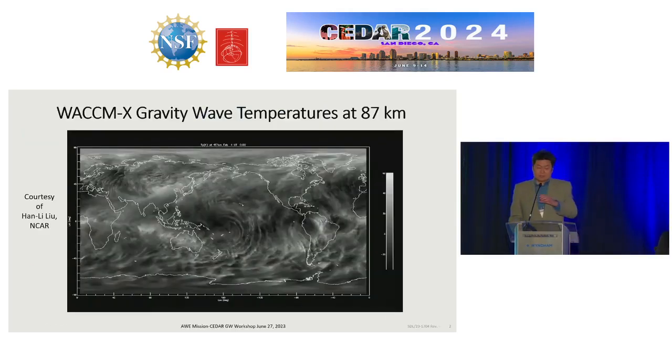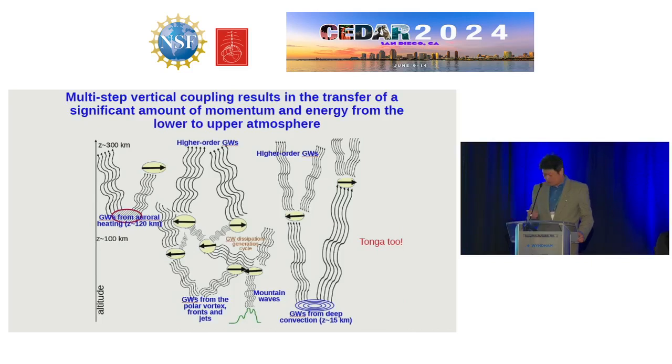Okay, so we know gravity waves are everywhere in the atmosphere, especially in the upper atmosphere. They're very highly active.